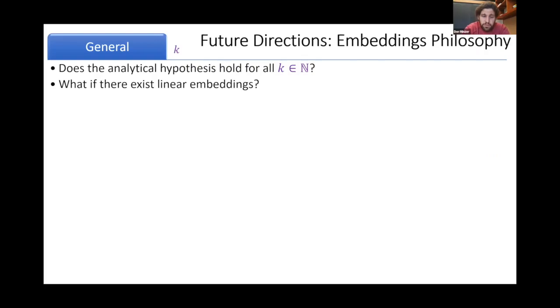So of course, the top question that remains open is whether this analytical hypothesis remains true for all Ks, not only for K equals 3. And then beyond that, what if there are linear embeddings? What do we do then? Can you say that this is the only way you can achieve correlation?